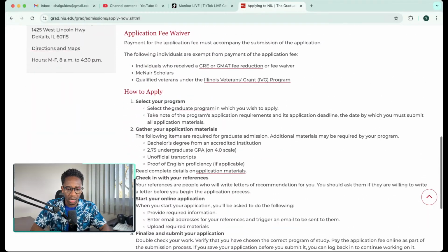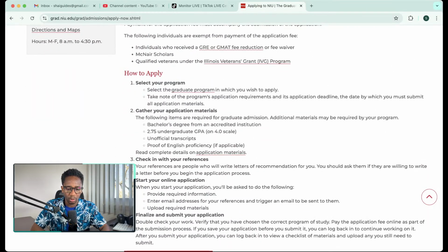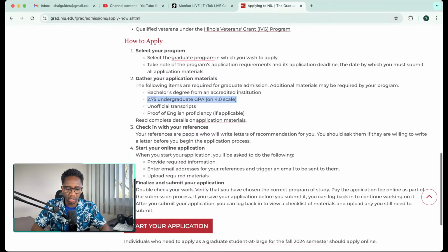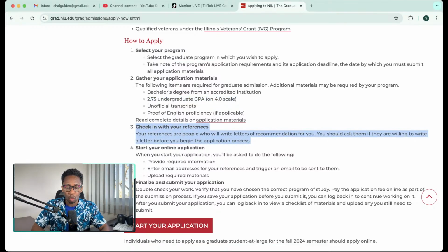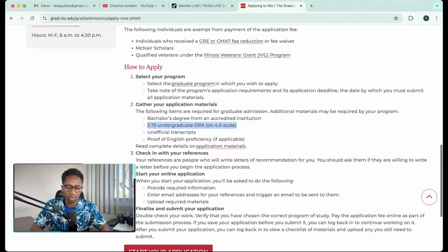But what it is saying is that if you have a graduate GPA of 2.75 on a 4.0 scale, you can get admission, and admission is just the first step. To get funding, it means you have to do a little bit more. So that means that for some programs, I don't think it's for all programs.